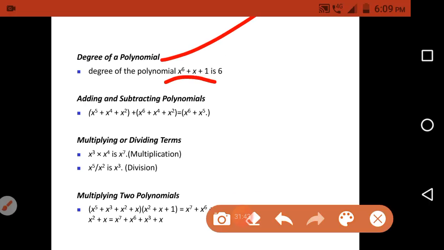So what is the degree of this particular polynomial? x raised to 6 plus x plus 1, the degree is 6. You need to select the highest power as the degree here.